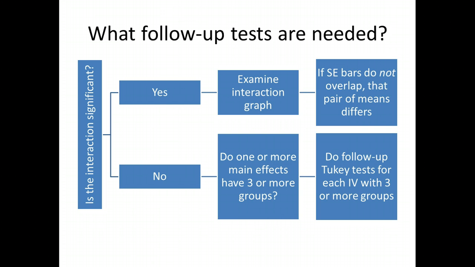If you've got a main effect that shows a difference between 2 groups, men and women, you don't need to do a follow-up test, because if you know that 2 groups differ, all you need to do is look at the means to figure out how.